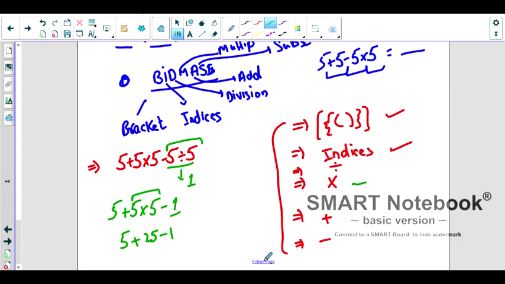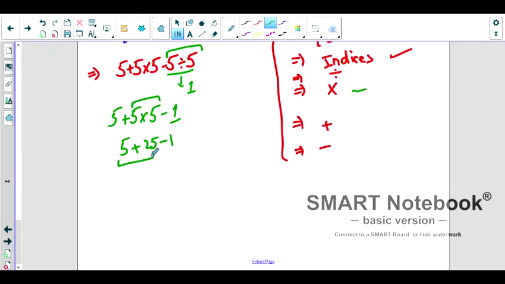Next we see if there is any addition. Yes, there are two additions. Here there is addition. So 5 plus 25 is 30, and then minus 1. So we got the answer 29. This is the operation. We can solve such questions with the help of BIDMAS.